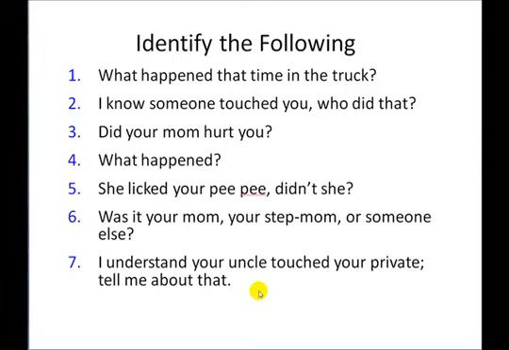Now, depending upon the context and what exactly is going on in the interview, sometimes you may need to repeat something that the child said to a third party. But you need to be clear about that. As it stands, although you might want to say, tell me about that, well, that seems to be open-ended. But here it's just a tag, right? I understand your uncle touched your private is a statement. No different than number five, she licked your pee-pee. Or number two, I know someone touched you. Right? I understand your uncle touched your private. It's a little bit softer, but it is suggestive nonetheless.